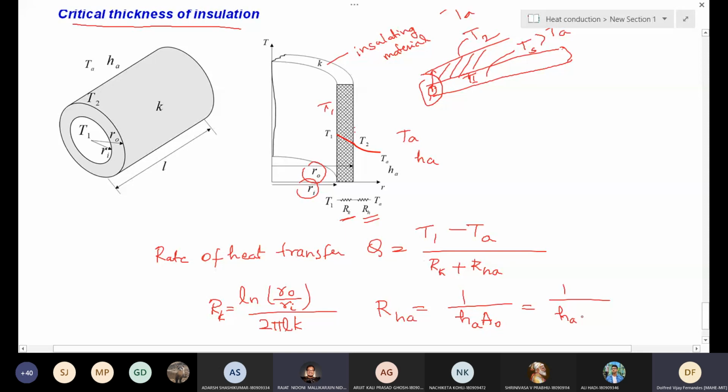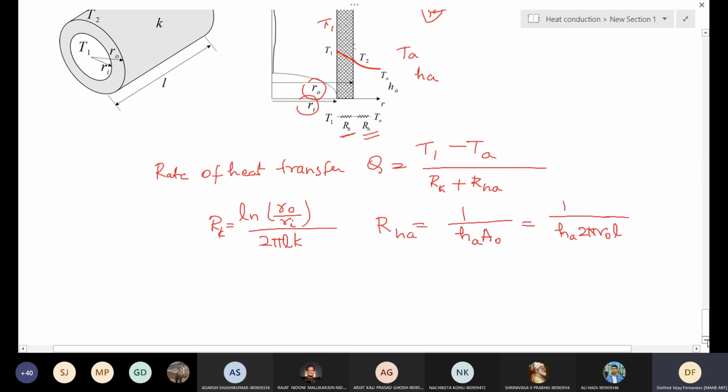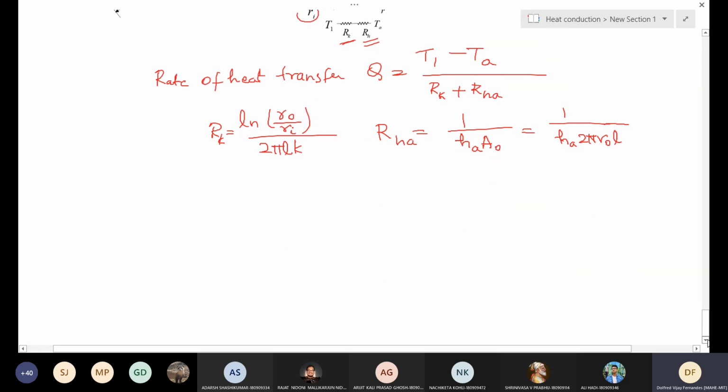Area 2 is pi what? R naught L. 2 pi R naught into L. Now you observe closely and see the variation of H, Rk and RH.